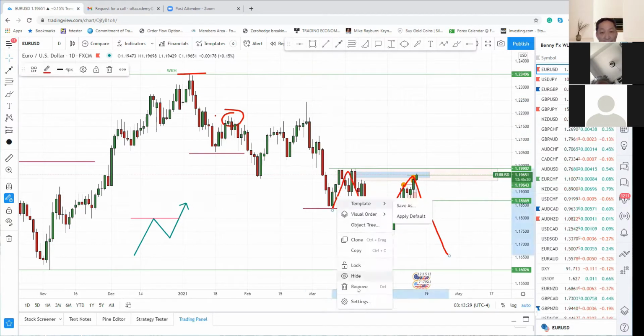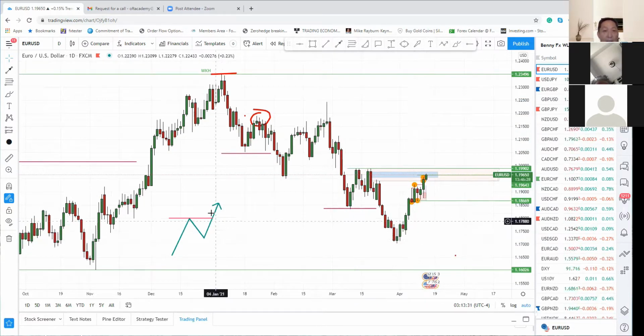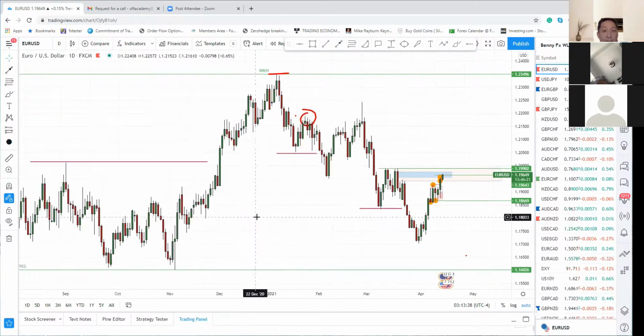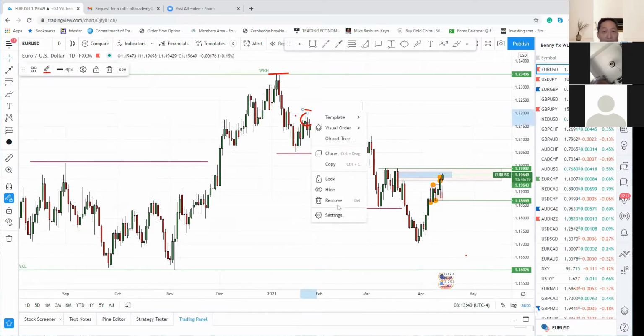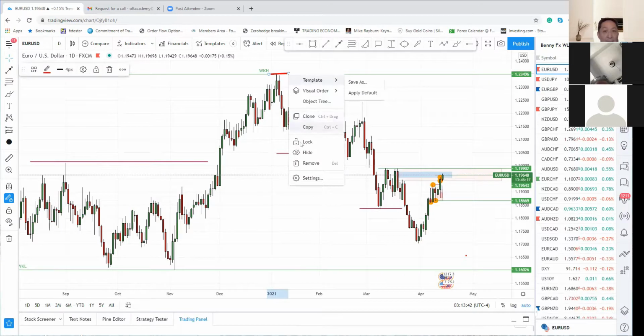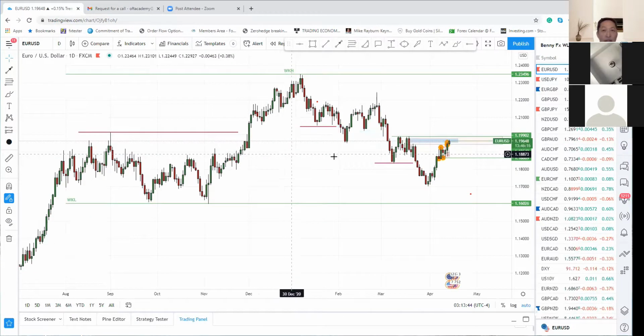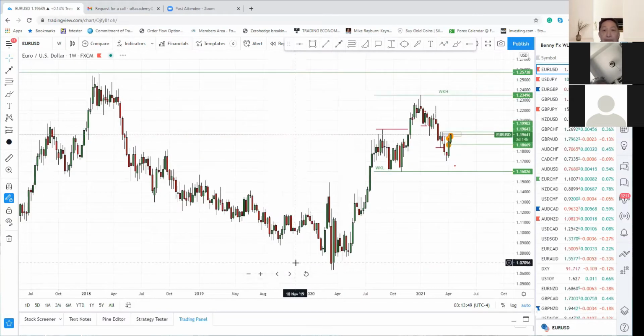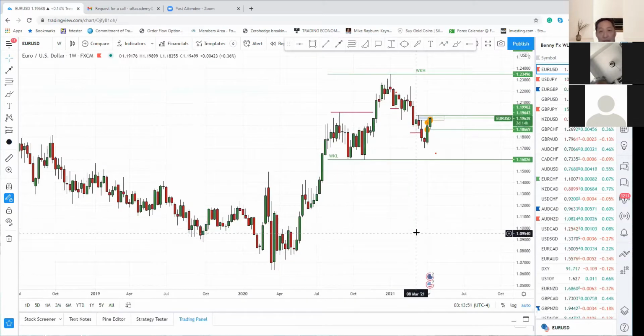Now, before we start looking for sells in a downtrend, we need to look at multiple time frames. What is the weekly doing? If weekly is also a downtrend, then it's perfect. So let's take a look at the weekly time frame. What is the weekly doing? What trend is weekly?